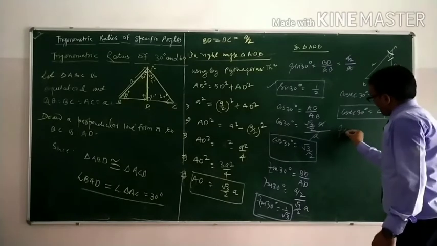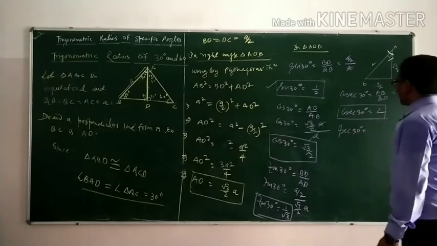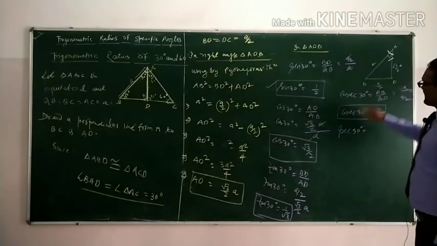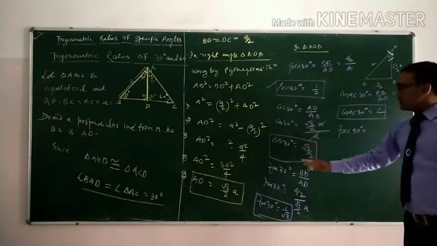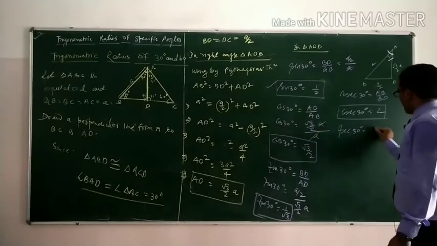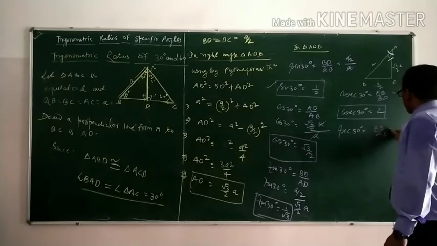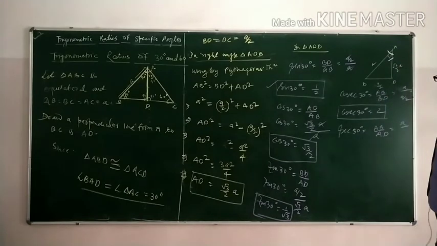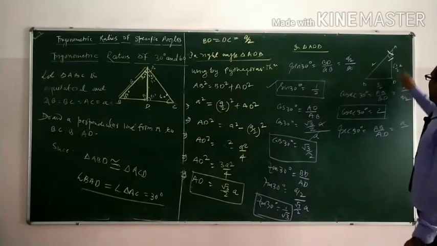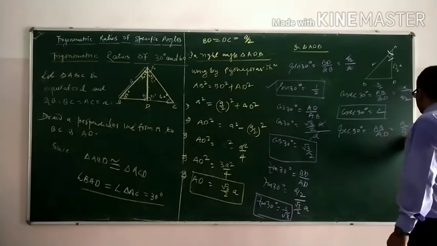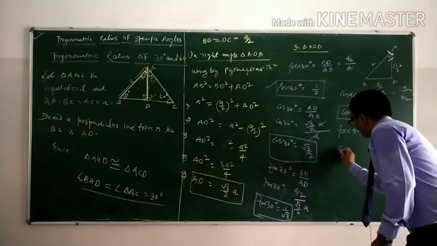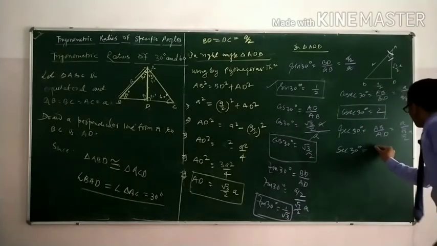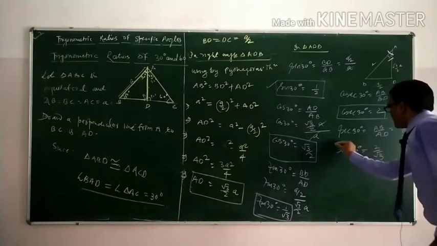Similarly, we find the sec 30. Sec 30 is the reciprocal of the cos. That means AB upon AD. What is the value of AB? The value of AB is A and the value of AD is square root 3 by 2A. Then sec 30 is 2 upon square root 3. Okay student.